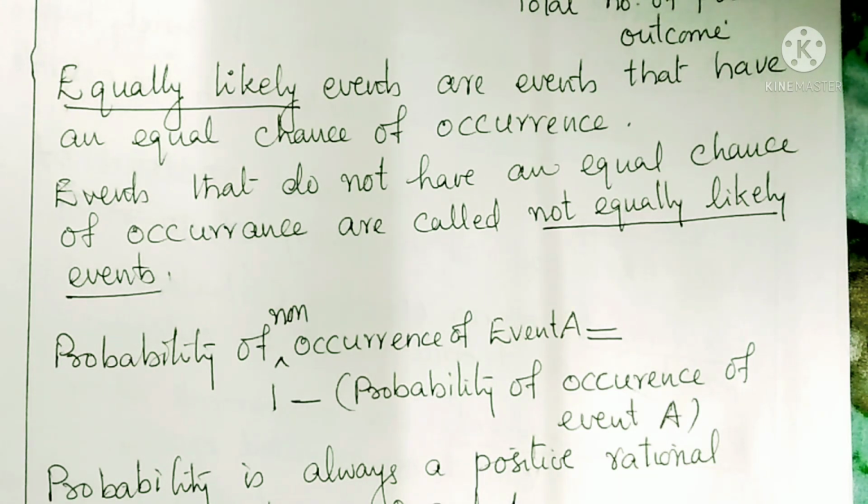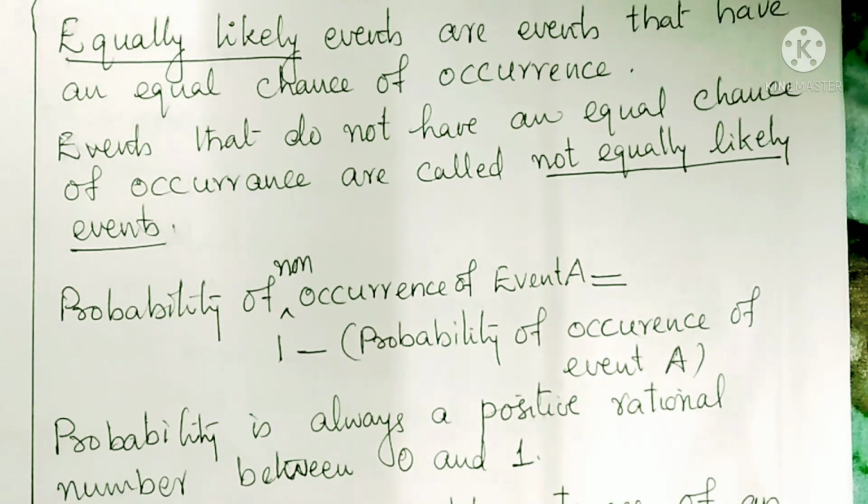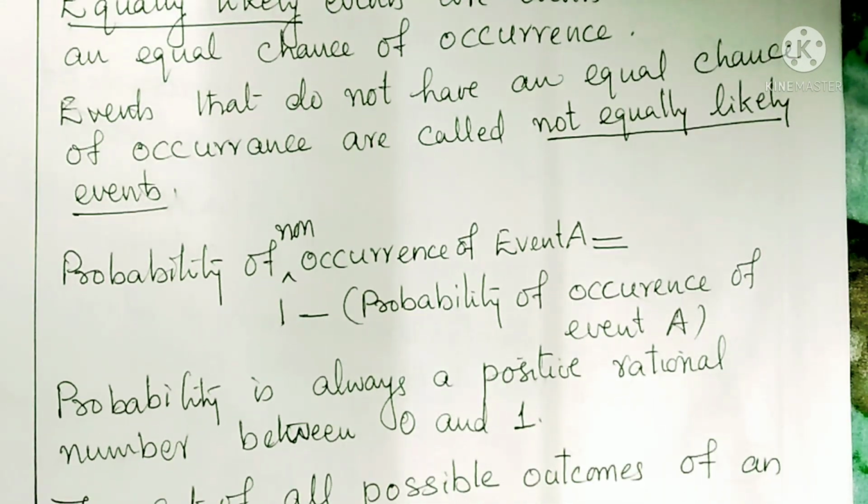Now, probability is always represented in positive rational numbers. We write 1, 1 upon 2, 1 upon 3, 1 upon 4. Most of the time it is written as rational numbers between 0 and 1. The highest possible probability is always 1 and the lowest probability is 0.